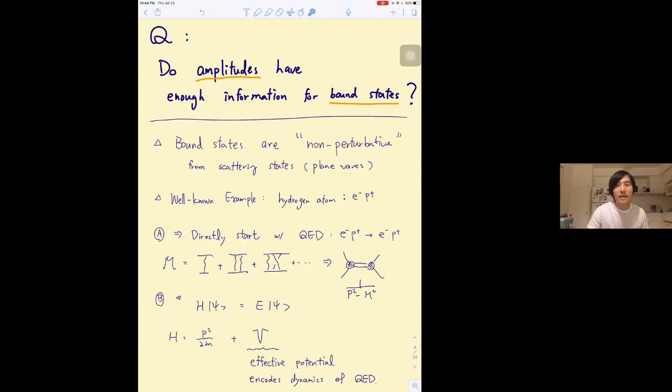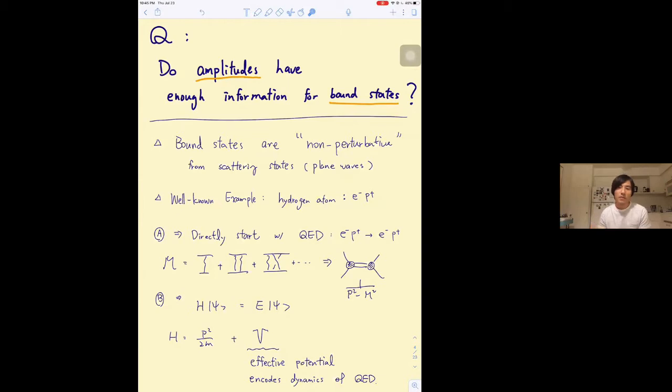But the reason that we don't talk about bound states that much in quantum field theory is that bound states, in some sense, are non-perturbative from the scattering point of view. Because in scattering, the basic states we prepare are plane waves from infinity. However, for bound states, they are definitely radial wave functions. Those are definitely very far from plane waves. So for example, let's just study the most well-known example, the hydrogen atom, comprised of the electron and proton. So imagine if we want to study this from the amplitude's point of view. So the question is, how would you do that?